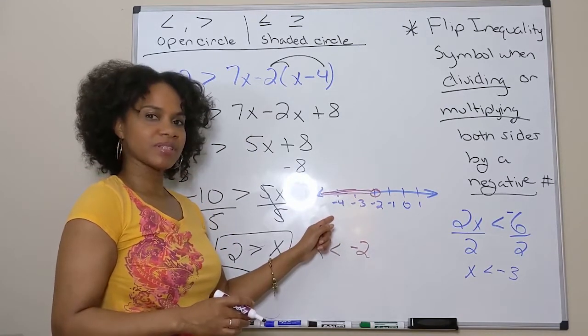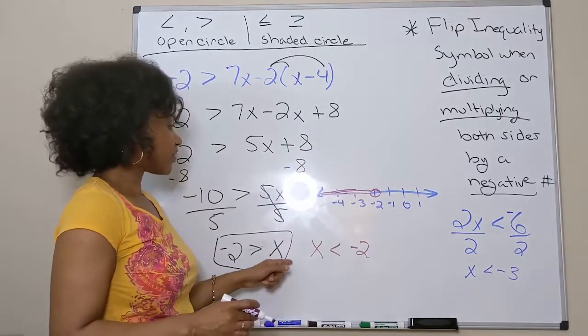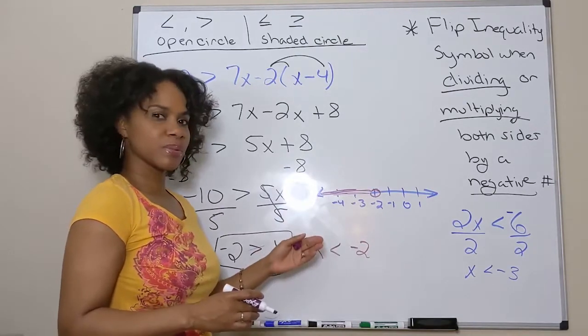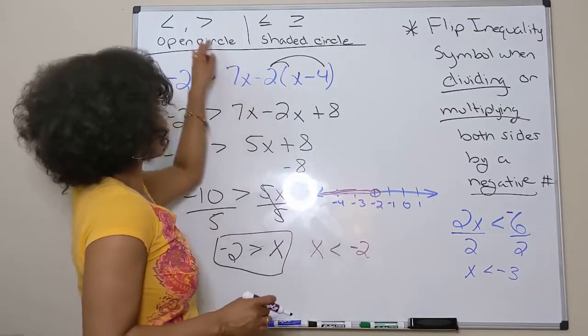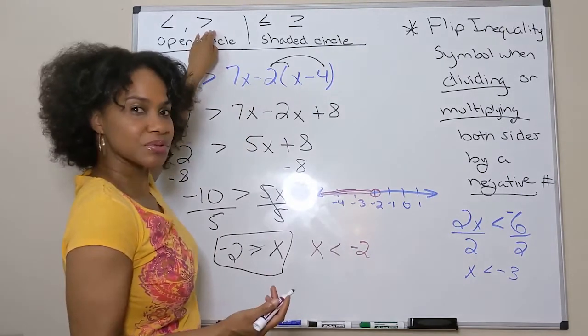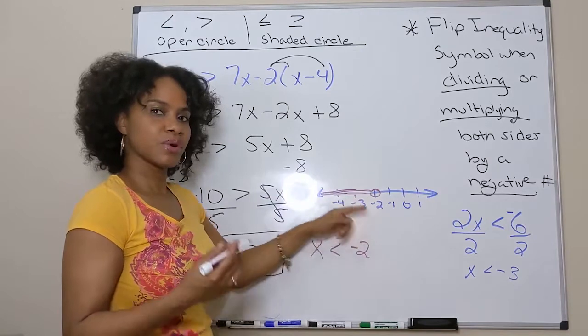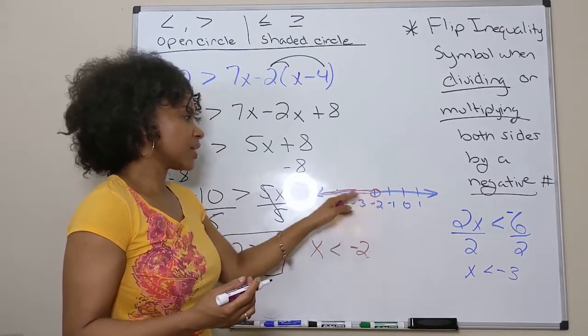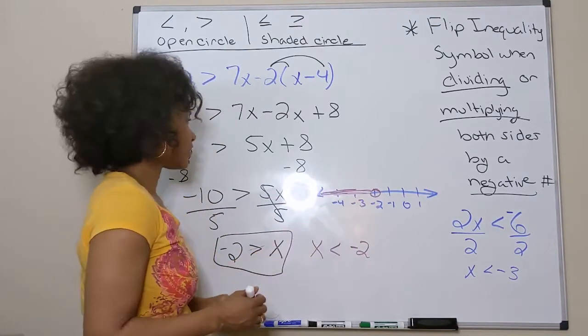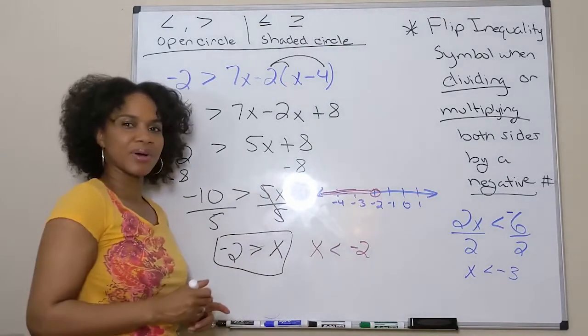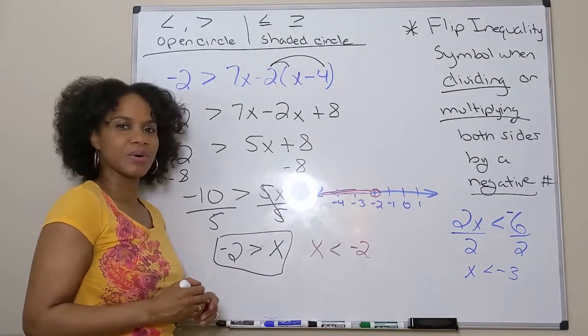So I've graphed this inequality, solved it first and then graphed it. Just remember, if you don't have an equal to sign underneath, it's going to be an open circle. So negative 2 would not be included in the solutions to this inequality. All right, so I've solved and graphed this multi-step inequality.